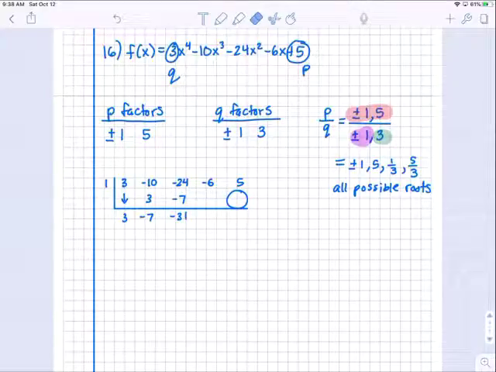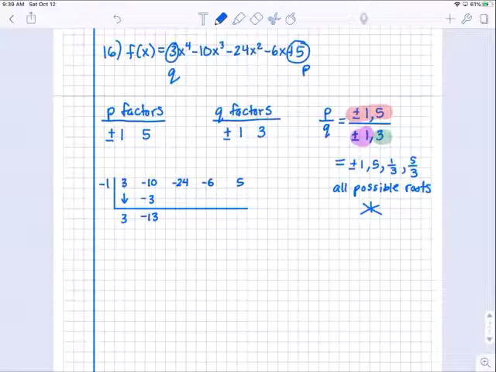So I'm going to erase this. And just for reference, I know 1 cannot be a root. Let's try negative 1 though. Negative 1 times 3 is negative 3. Add together, negative 13. Multiply negative 1, negative 13 for 13. Add together for negative 11. Negative 11 times negative 1 is 11. Add together, and look at that. 5 times negative 1 is negative 5. So we found one root.